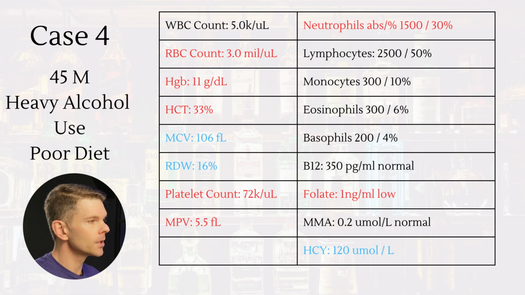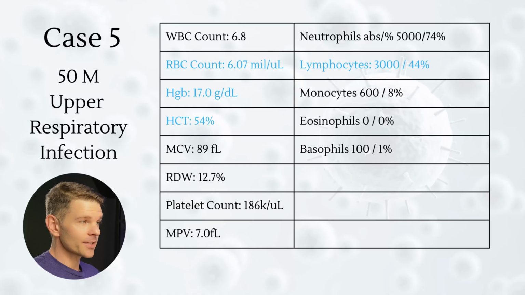Case 5 is a 50-year-old man with cough, congestion, and body aches. His red blood cell count, hemoglobin, and hematocrit are all high, not low. His lymphocytes are high. His flu swab was positive, and that explains both things.